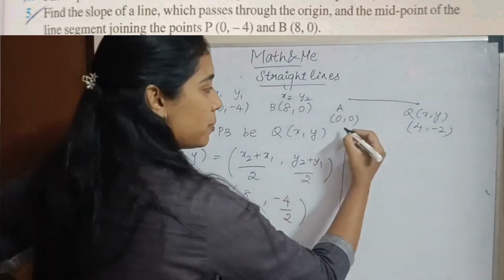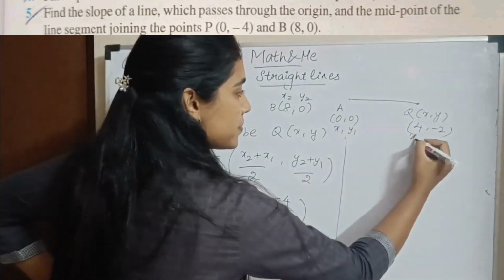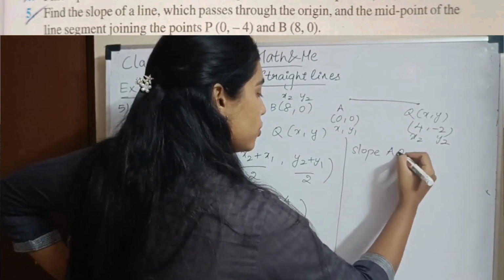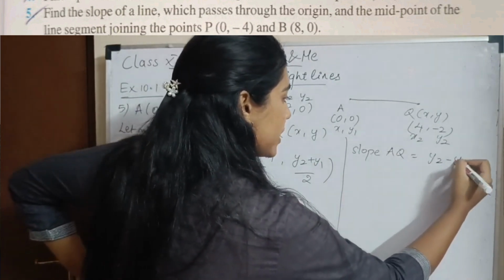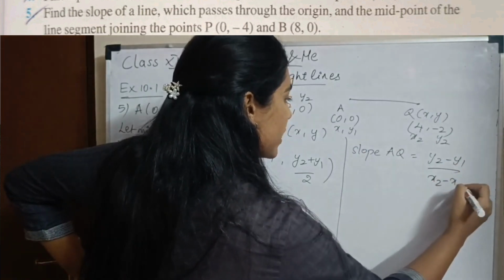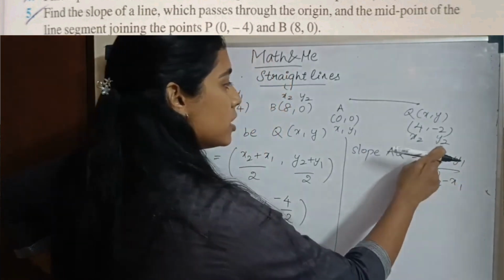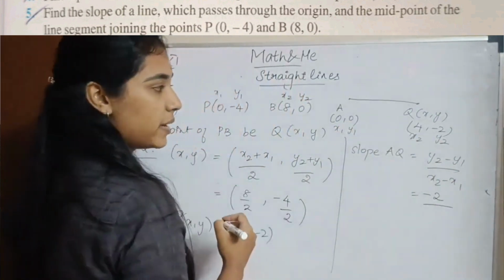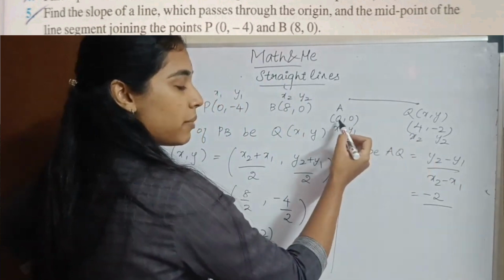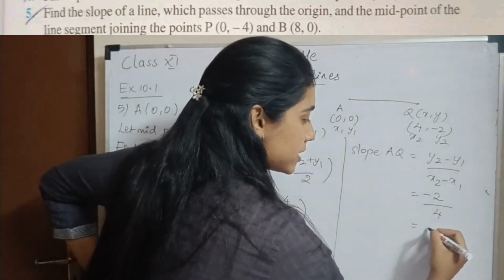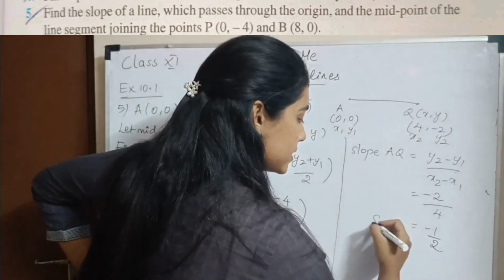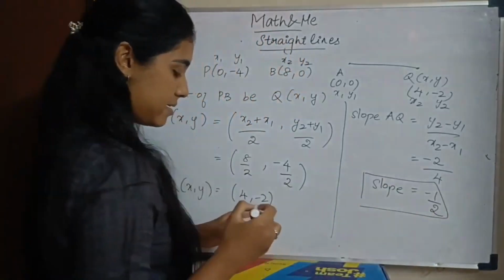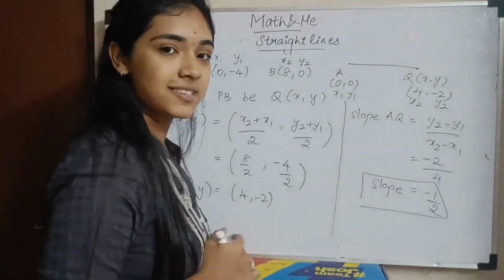You need to find the slope. Now name this as x1, y1 and x2, y2. So slope AQ equals (y2 minus y1) divided by (x2 minus x1). So what is your y2? Minus 2 minus 0. So it is minus 2 divided by (x2 minus x1), which is 4 minus 0. So you have 4. What is the slope? 1 by 2. So slope equals minus 1 by 2. Always put a box in the exam for the invigilator to know what the final answer is.